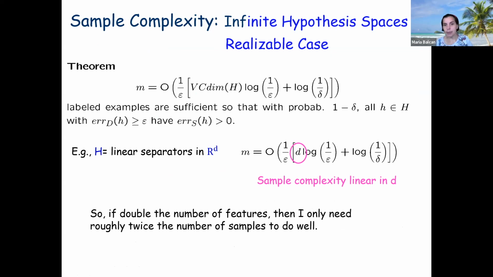That's nice because, as you've seen, the VC dimension can now be computed for interesting concept spaces like linear separators, neural networks and so on. So it's a combinatorial quantity that you can compute, and then you get very clean bounds on how many samples you need to generalize.